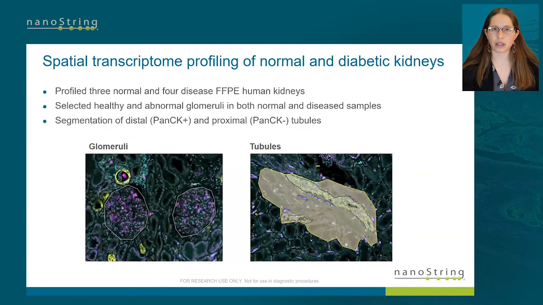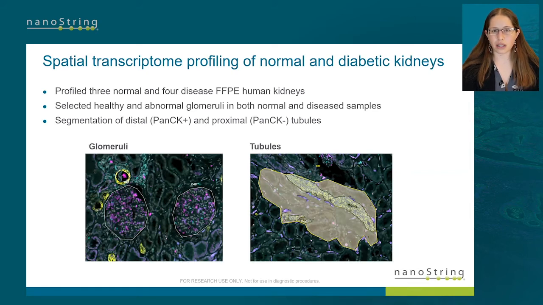If we zoom in on what the ROIs look like, one of the really nice things about the DSP is that it allows really flexible ROI selections. You can just circle or draw a polygon around a region of interest. That's what we did for the glomeruli. We selected individual glomeruli to profile. And as I mentioned, there's a lot of heterogeneity in disease pathology, even within a sample. So we had a pathologist annotate each glomerulus that we selected with the degree of pathology that it had. And we were able to choose glomeruli that were more severely diseased and those that were more normal.